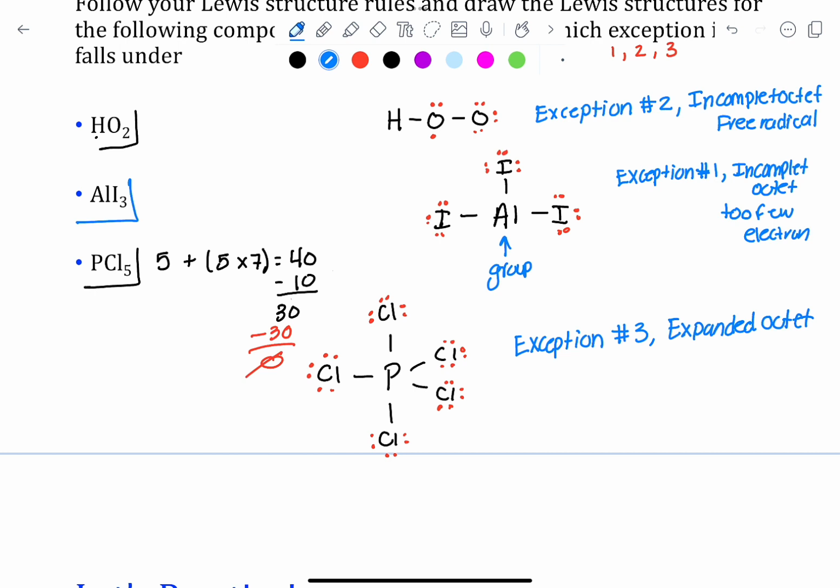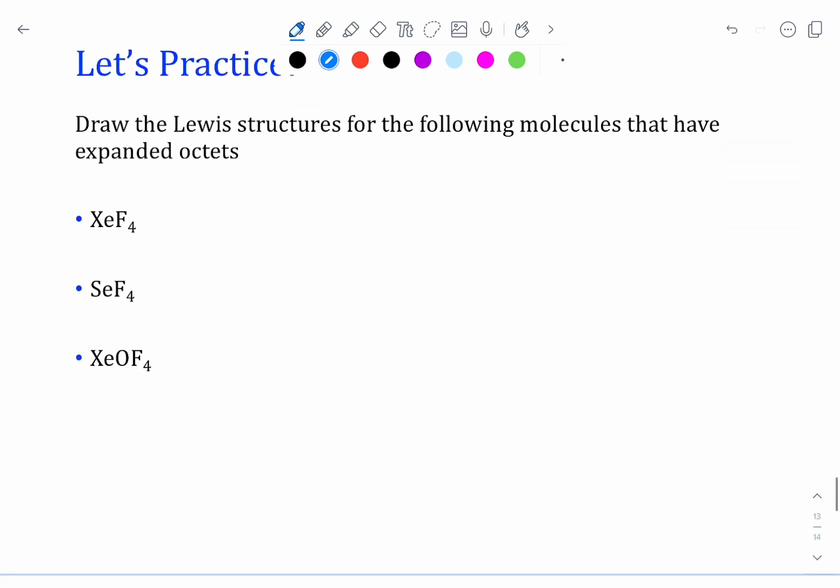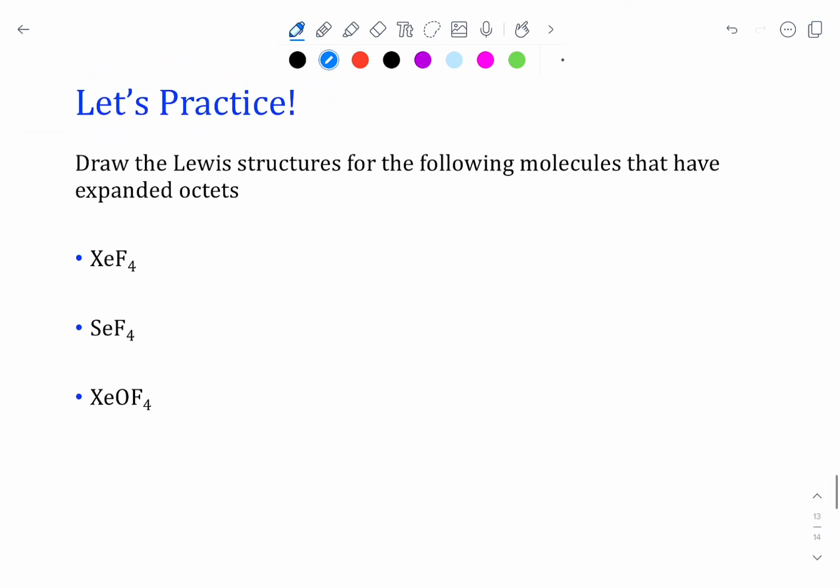Okay, so those are our 3 structures for our 3 exceptions to our rules. The exception that you are going to see most often is going to be exception number 3, expanded octets. So, for our last set of practice, I want to take some time and practice drawing these Lewis structures for all of these molecules which have expanded octets. So you're going to expect to have more than 8 electrons around the central atom in each of these molecules.